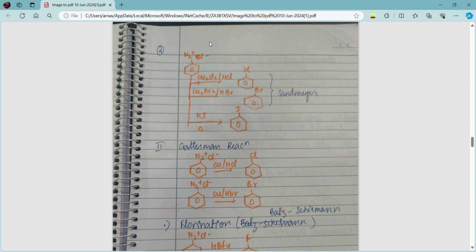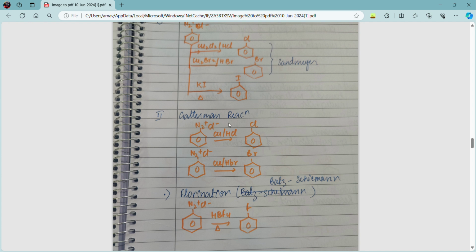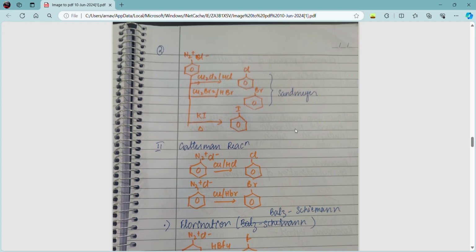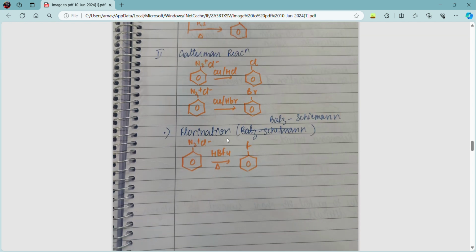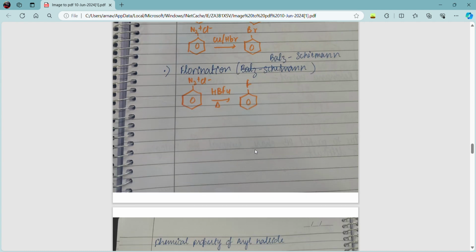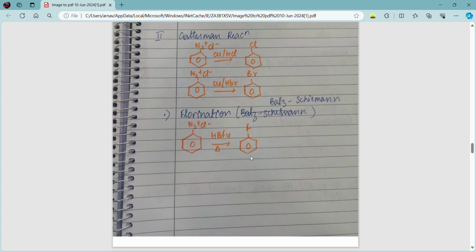Now Sandmeyer's reaction: diazonium salt with CuCl/HCl, CuBr/HBr gives chlorobenzene, bromobenzene. That is Sandmeyer's. Potassium iodide with heat gives iodobenzene. Now if you just use Cu and HCl, Cu and HBr, you get the same products but it comes under another name, the Gattermann reaction. Now you have fluorination also. If you take a diazonium salt and use HBF4 and heat, you get fluorobenzene. This is an important reaction. It comes in a few conversions.